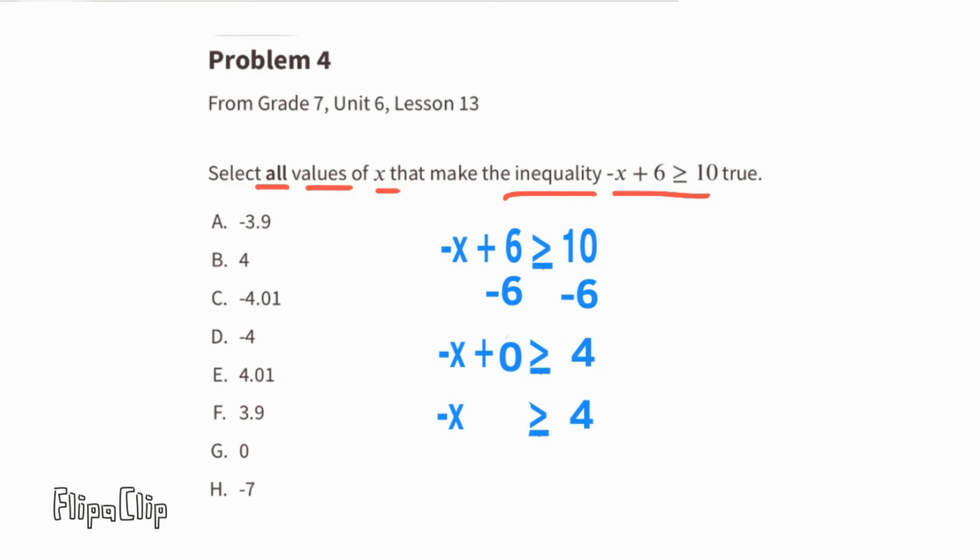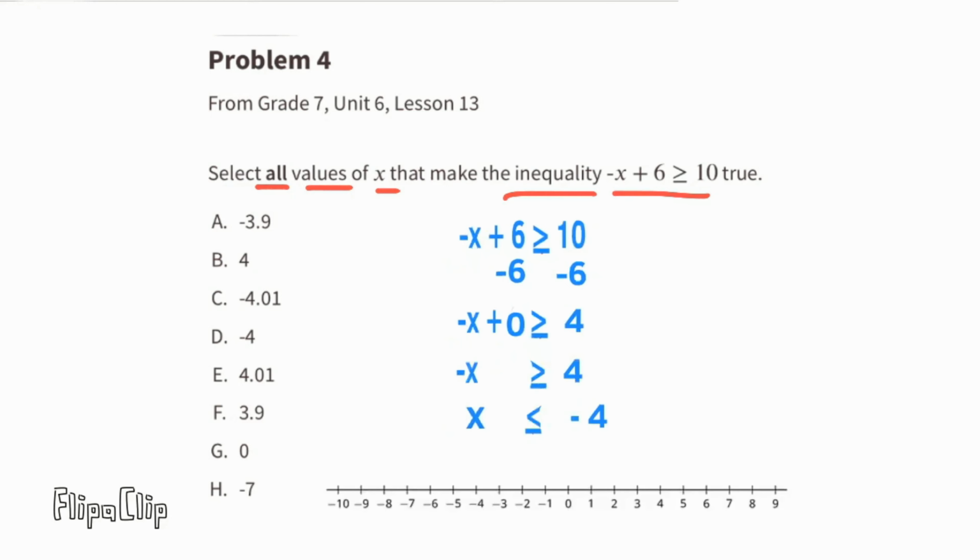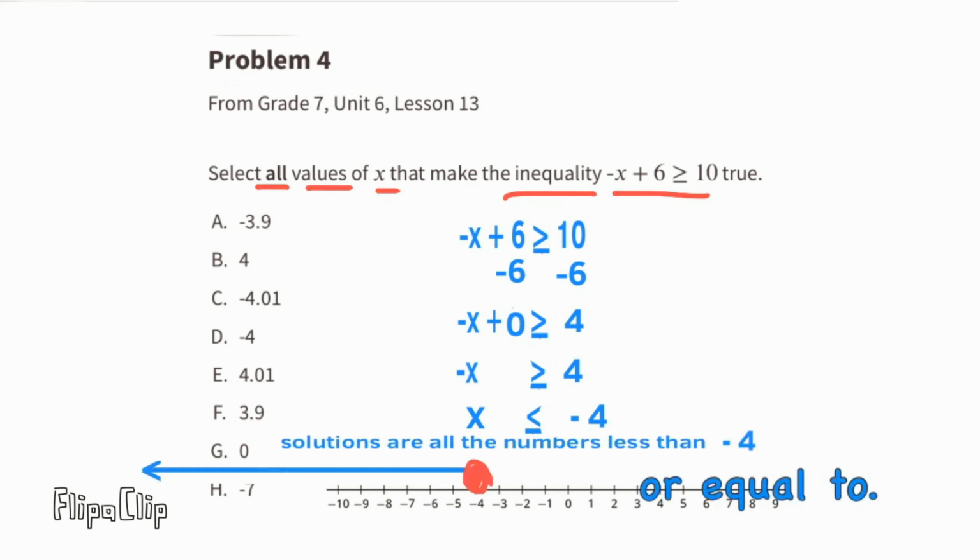4. Multiply both sides by -1 and switch the inequality sign, and you'll have positive x is less than or equal to -4. That means that we can select all values for x that are less than -4 or equal to -4. And you can see here that I bubbled in the graph to show that it's also equal to -4, and that the graph points to the left, just like the inequality sign did.